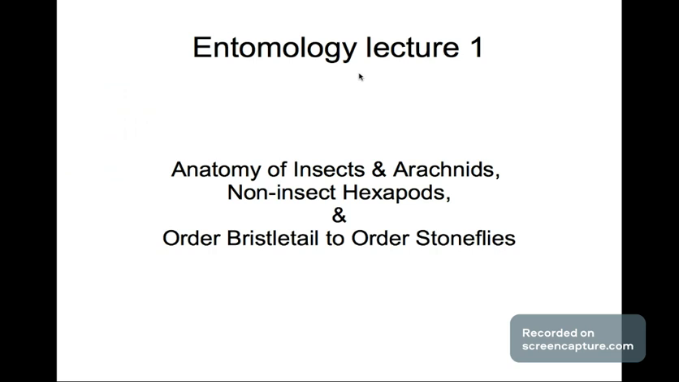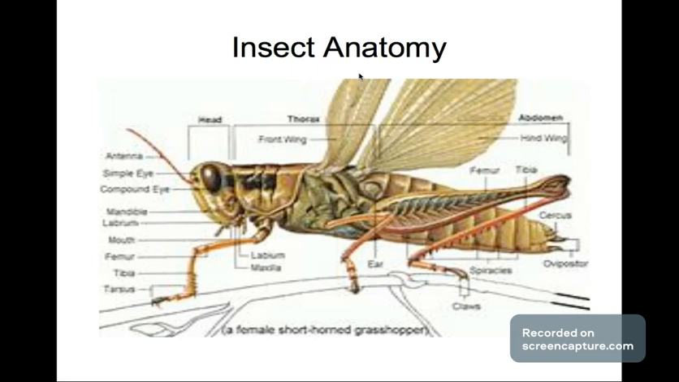All right. So lecture one. This is the external anatomy of this insect. Now, all insects are very, very different, so I had to choose one. As you may know, this is a female short horned grasshopper. And we see that there is a head. From here to here is the thorax, and from here to there is the abdomen.